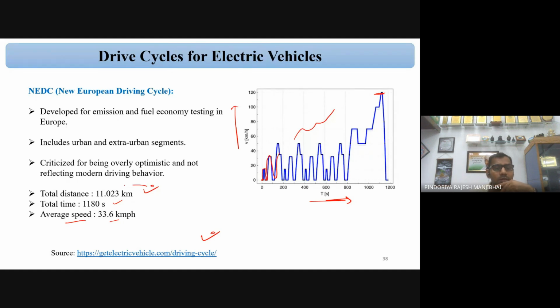But these parameters are most important. So in the New European Driving Cycle, total distance is 11 kilometers. Total time is 1180 seconds, and average speed is 33.6 kilometers per hour.